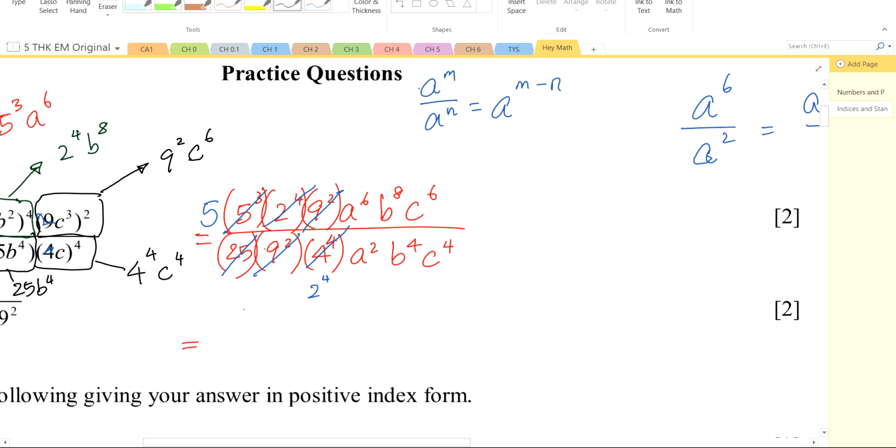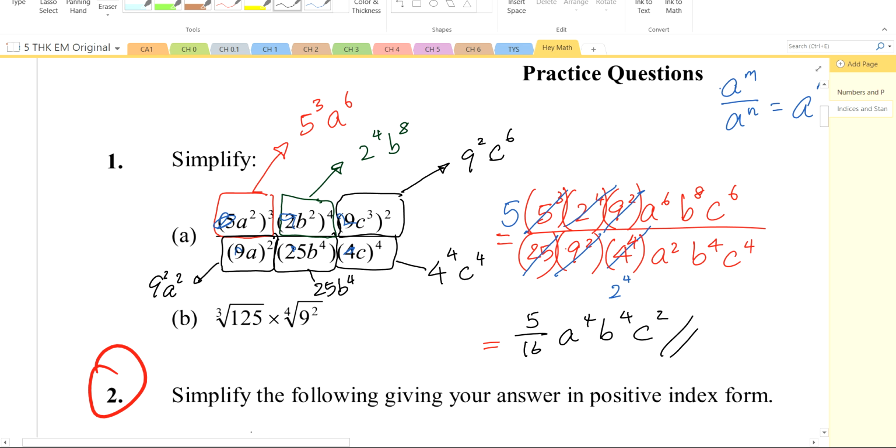So here we get 5 over 16, a to the power 4. What about b? B to the power what? C to the power 2. That's it. Difficult? No, not difficult. This question, usually 1 or 2 marks for you to get the full marks. Next, part B.